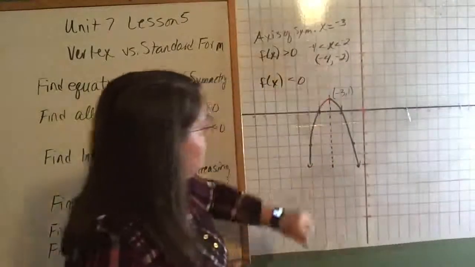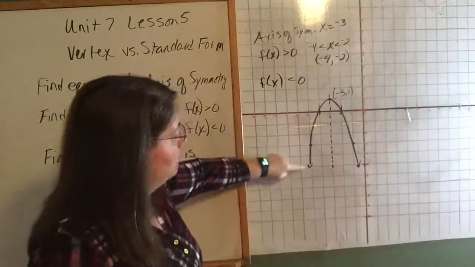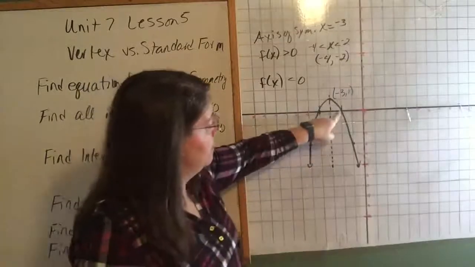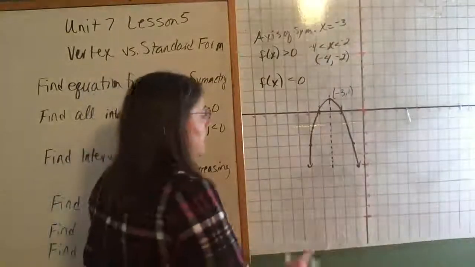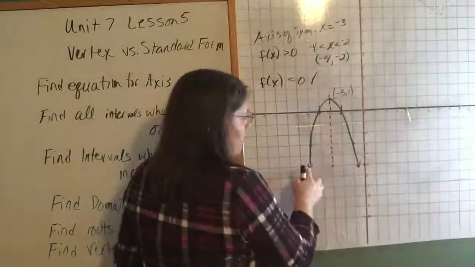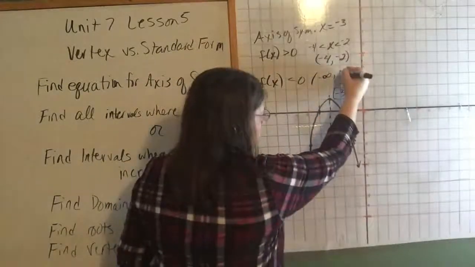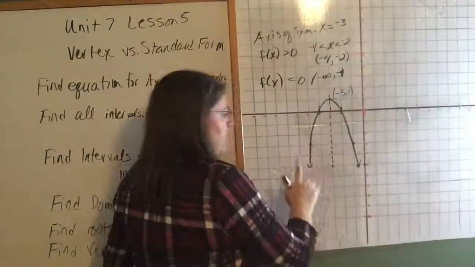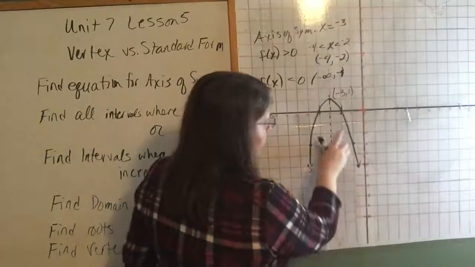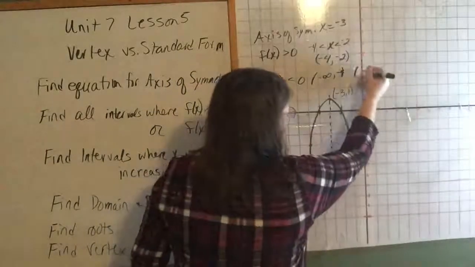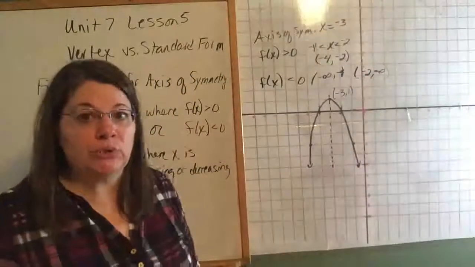Well, that's when is the y value below the x-axis. Well, we have two places where that happens. It's below the x-axis here, and it's below the x-axis here. So the intervals, I'm going to use interval or set notation this time. It's below the x-axis from -infinity until we get to -4. And then the other place that happens is from -2 to infinity. And again, I'm using parentheses because those numbers are not included.